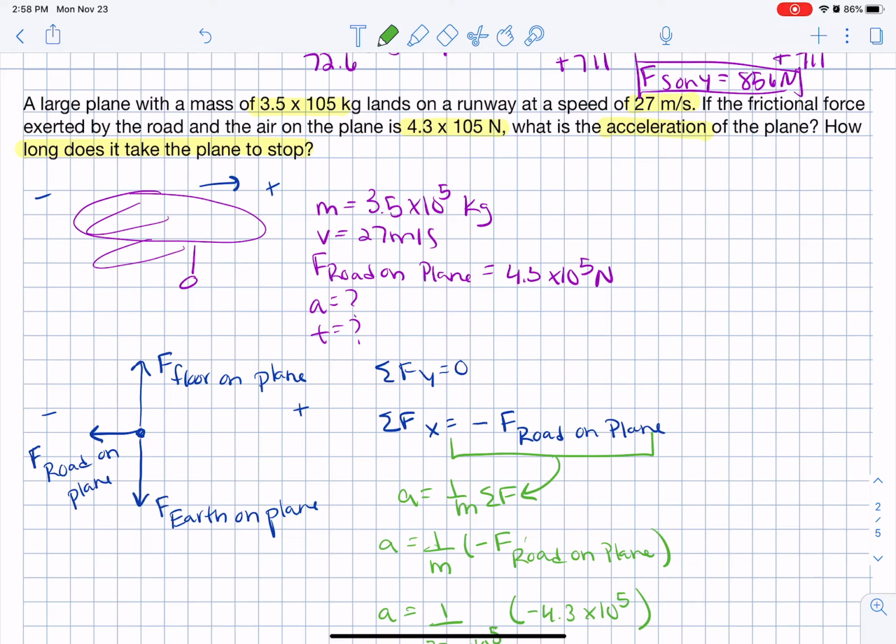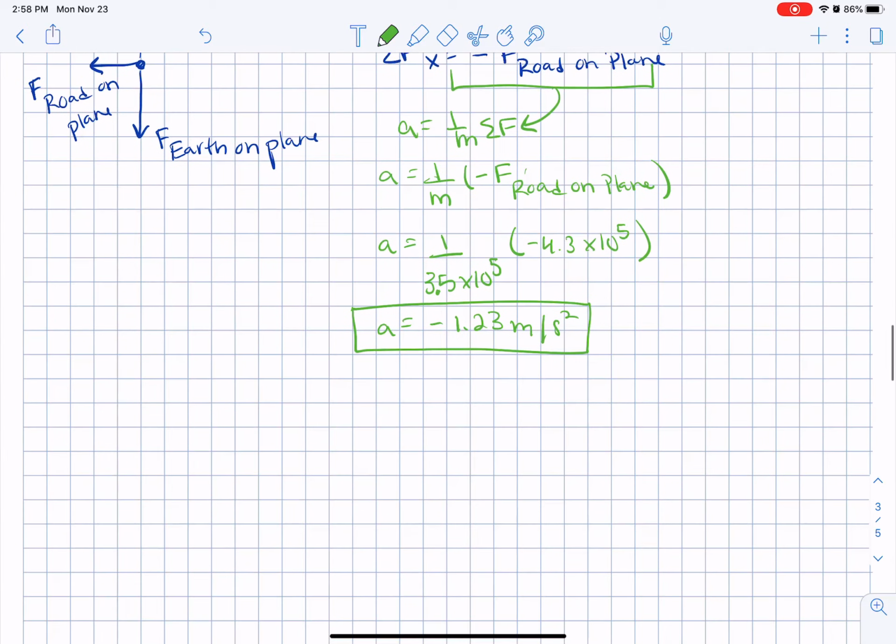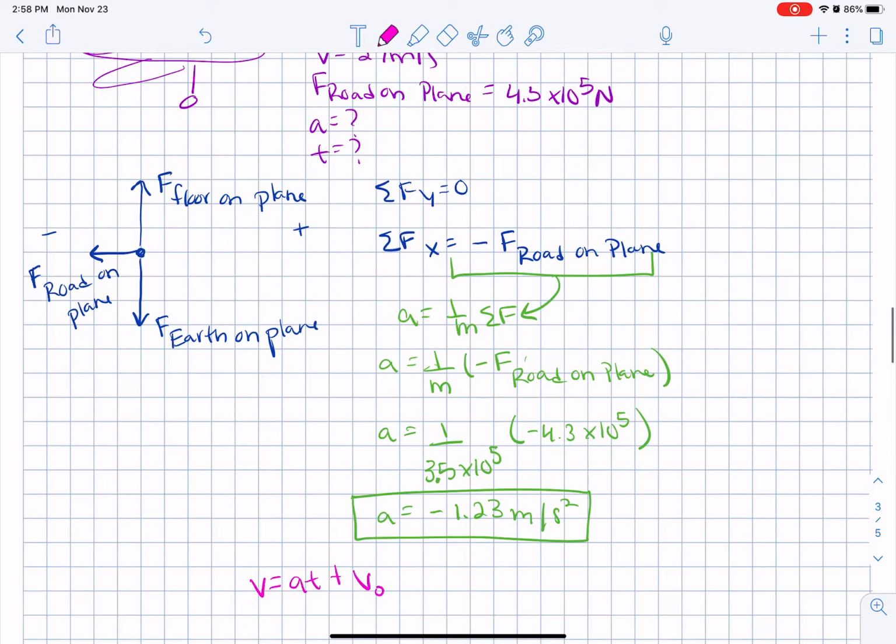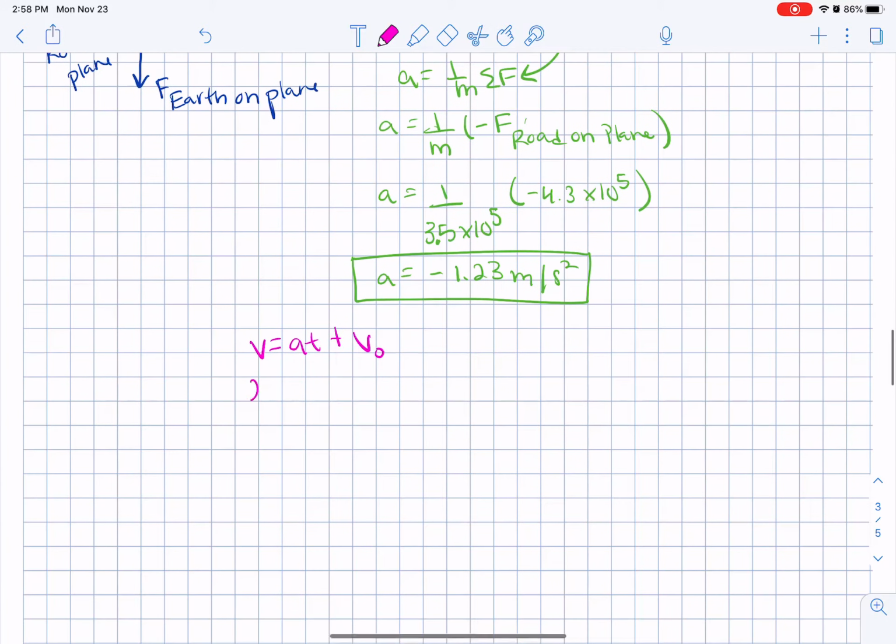So now we have one step further. It's asking us how long does it take the plane to stop? Okay, so here's where we're going to have to use those kinematic equations again. So we have v equals at plus v naught. And the velocity we are given is 27 meters per second. We know the acceleration is this, negative 1.23. We don't know the time. And oh, you know what? I just made a mistake.